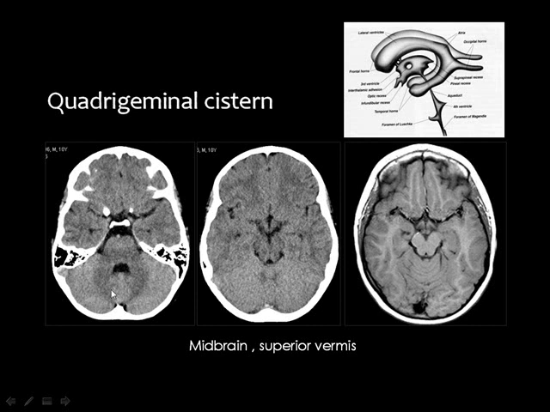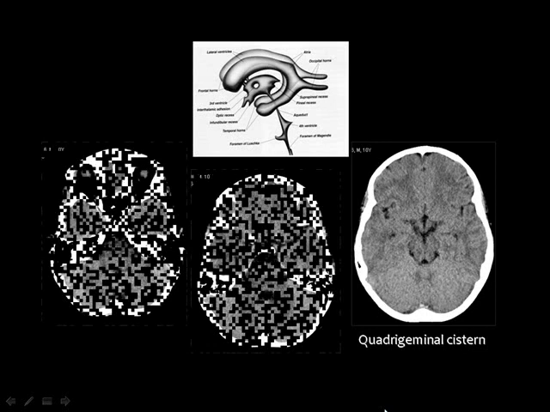This quadrigeminal cistern is a very important cistern because it lies posterior to the midbrain. You know, this is the fourth ventricle, which is large. Then this is the pons. And this is the fourth ventricle, which is small. Then this is the midbrain because you are in the higher section.